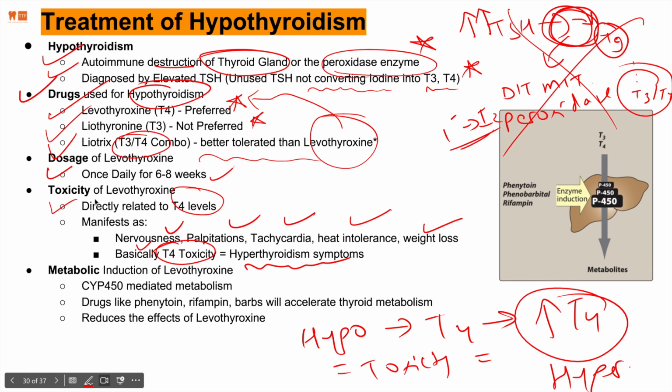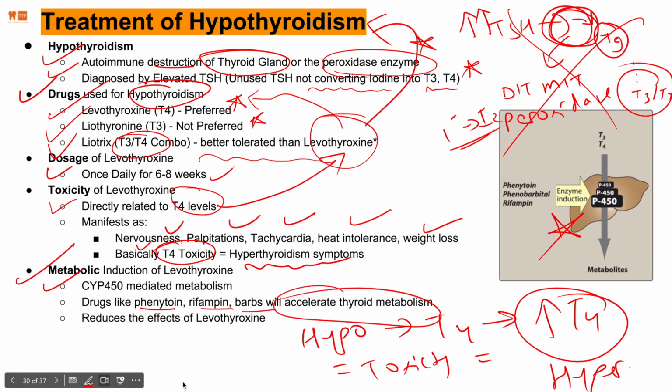Hyperthyroidism symptoms are the actual toxicity manifestations of T4, which is levothyroxine, in the treatment of hypothyroidism. Fair enough? Metabolic induction of levothyroxine is done by CYP450-mediated metabolism. Drugs like phenytoin, rifampin, and barbiturates will accelerate this thyroid metabolism, reducing its effect in the body. So that's how dose modulation needs to take place.